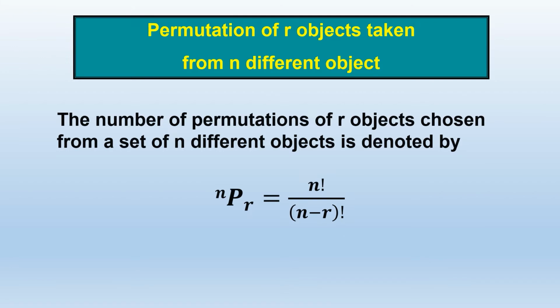Okay, the number of permutations of r objects chosen from a set of n different objects is denoted by nPr. P, the capital letter P over here, denotes permutation, equal to n factorial over (n minus r) factorial. So this is the fixed formula behind this one. If just now we had nPn, now you have nPr, which is n factorial divided by this whole thing.